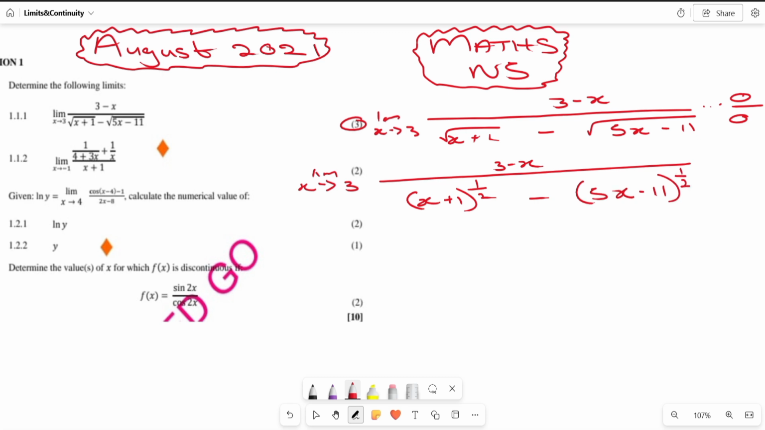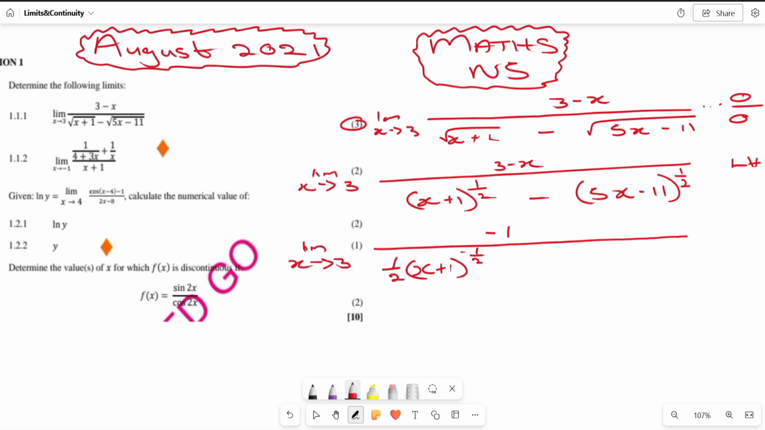So let's apply L'Hopital. What we need to do now is derive the numerator and the denominator. So we say the limit as x approaches 3, and then we derive the numerator, so we have minus 1 in the numerator. Now we derive the denominator, so we're going to have 1 over 2 times x plus 1 to the power of minus 1 over 2, and then we derive the inside of the bracket, which is equal to 1.